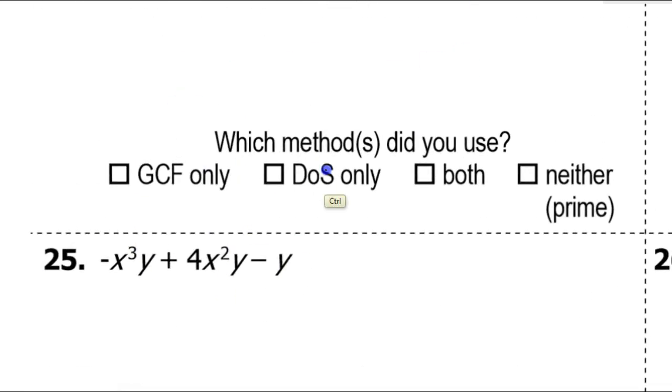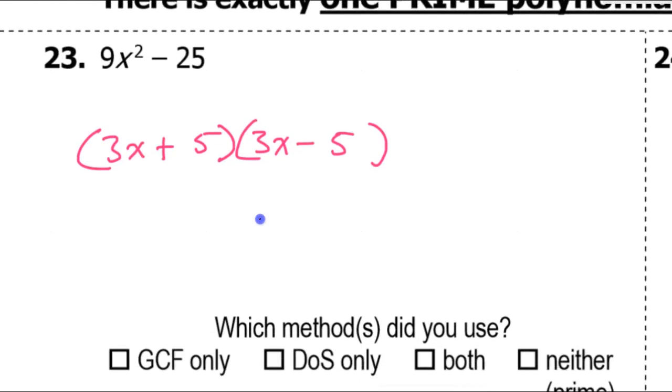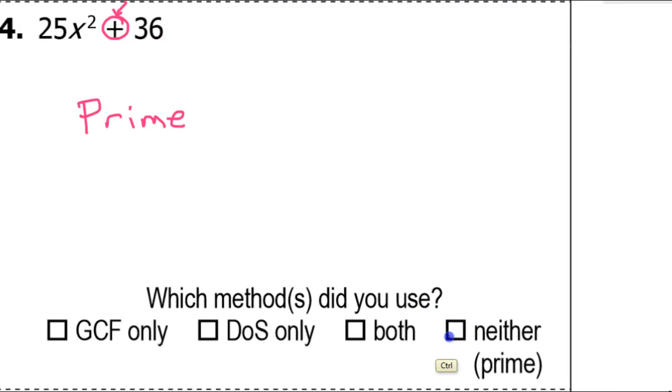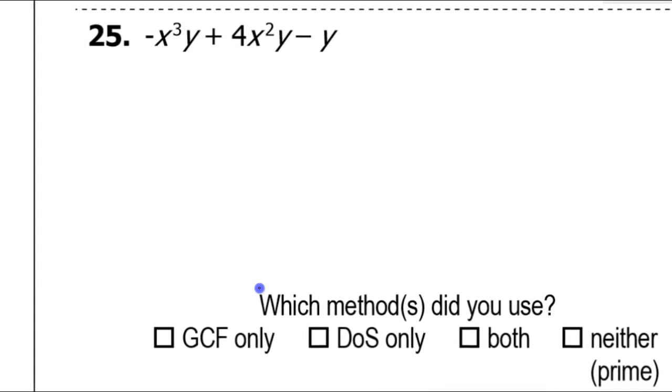Oh, okay, I guess we're supposed to indicate which methods we used. So on number 23, we just did the difference of squares pattern only. And on number 24, it was prime. Okay, I forgot to mark that.